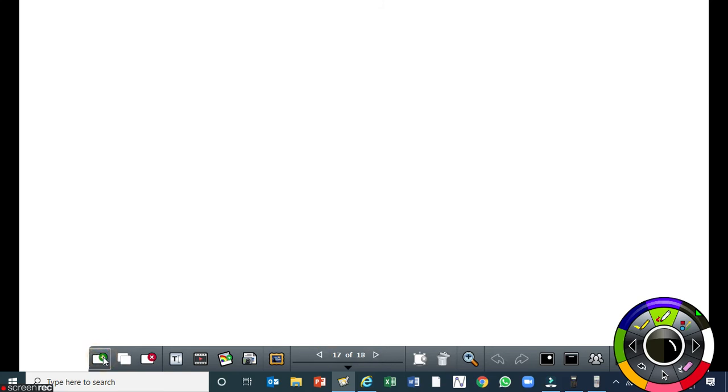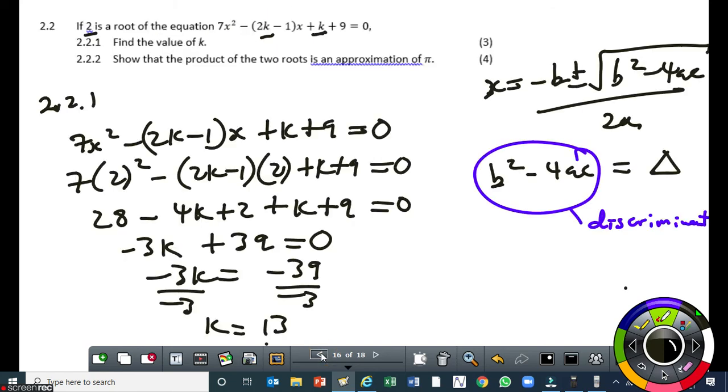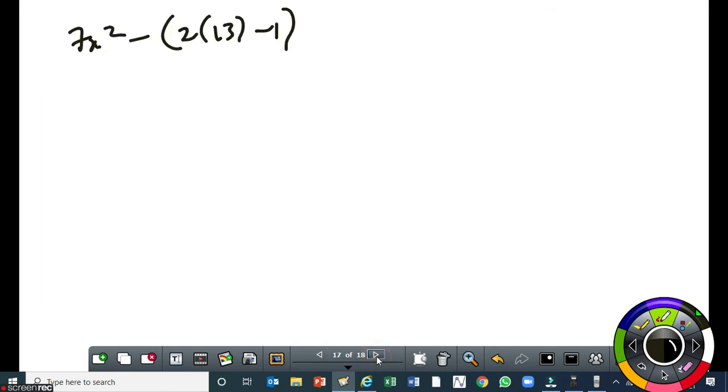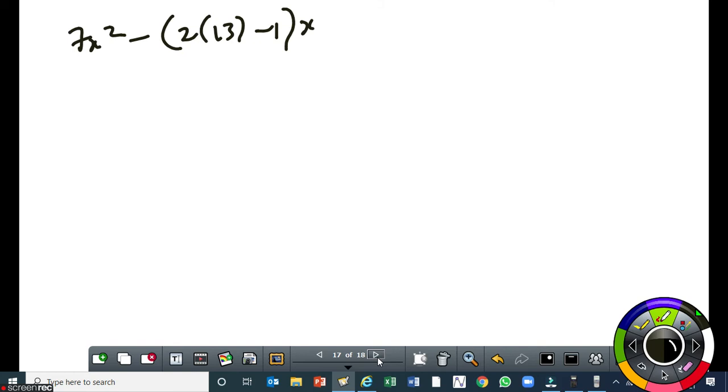Okay? So, I'm going to write my equation: 7x squared minus, open bracket, 2 times 13 minus 1, times x. You following that? We don't substitute the 2, we are only substituting the k now because we want to get the original quadratic equation. Where there is k, I'll put 13, plus 9 equal to 0. Then we need to simplify here.